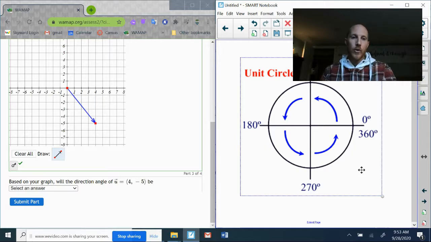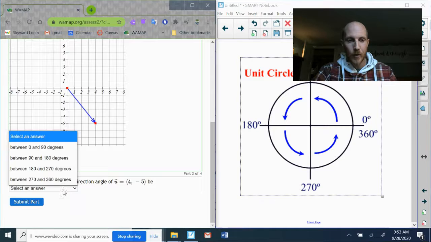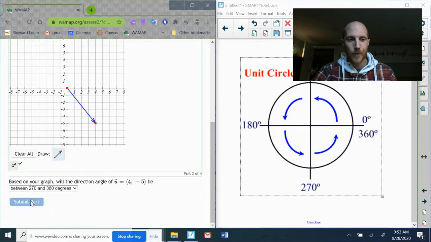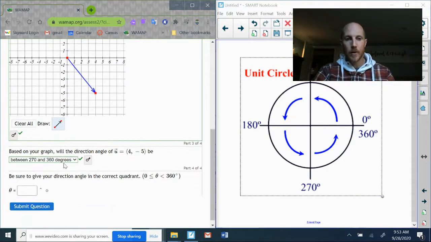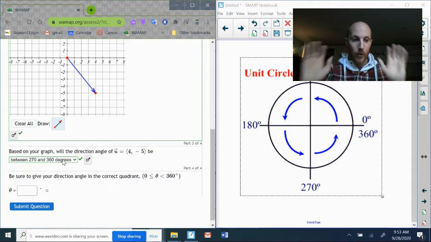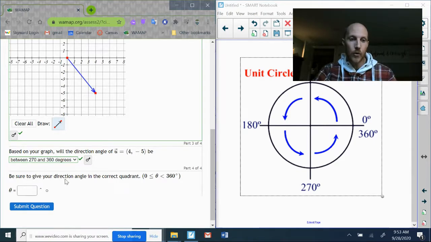Just look at the graph and you can say, hey, that's in quadrant 4. If you can't remember which degrees or where, refer back to this picture in your notes, or right there, it is on the screen. You're seeing it right now: between 270 and 360. Select submit. Yay! I got the little green outline in my multiple choice box. Hooray! Now we're going to give the direction angle.